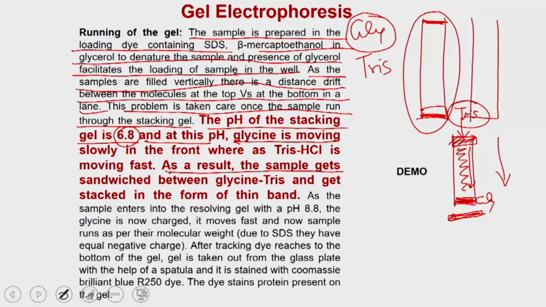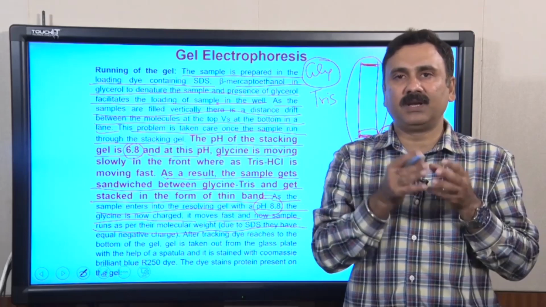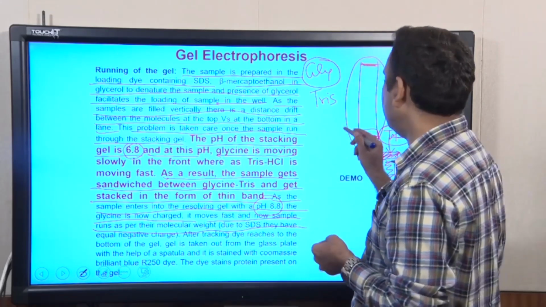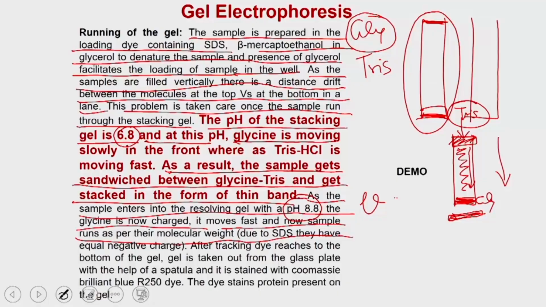As a result, the sample gets sandwiched between the glycine and tris and gets stacked in the form of a thin band. As the sample enters the resolving gel, which has a pH of 8.8, the glycine is now charged and moves fast, and now the samples run as per their molecular weight. Due to the SDS, they have equal negative charge, so they run as per their molecular weight. If you remember, the velocity is directly proportional to the charge by mass. So if the charge is the same, they are going to run according to their mass.